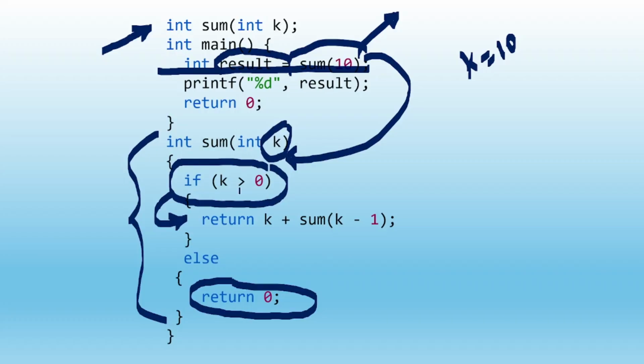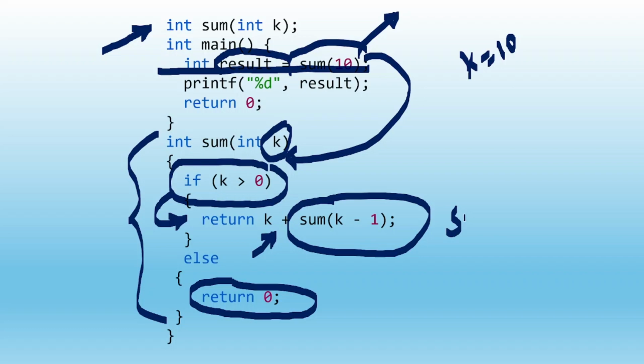Now when the value of k is greater than 0, what does it mean? It is going to perform the addition of k, and it is calling the same function with the value of k reduced by 1. So here we are calling sum of k minus 1. What is the current value of k? 10. So 10 minus 1 is 9. So we are calling sum of 9 here.